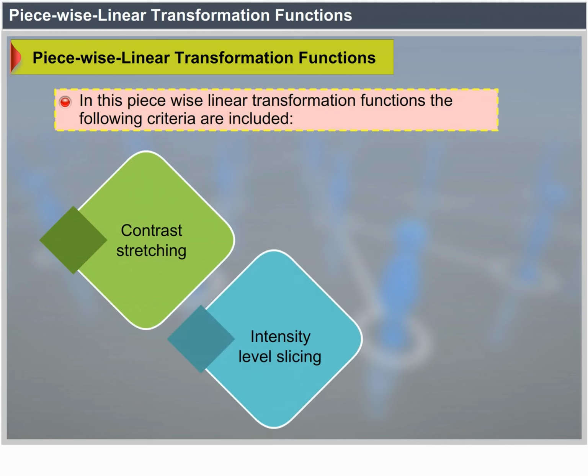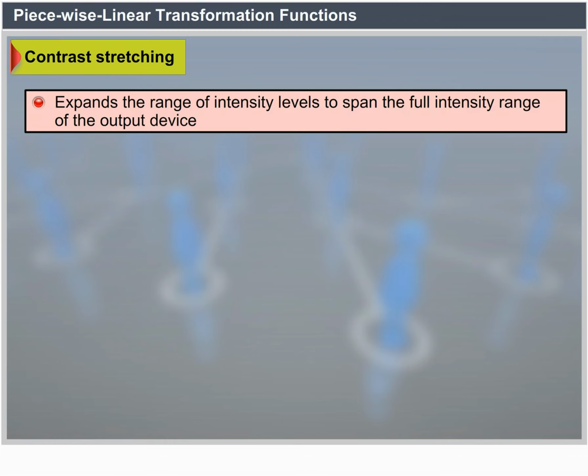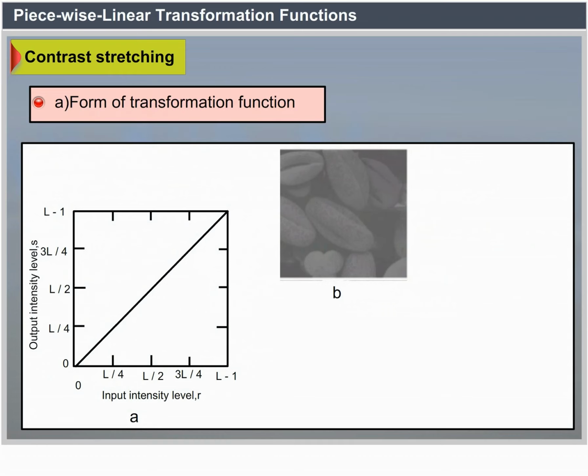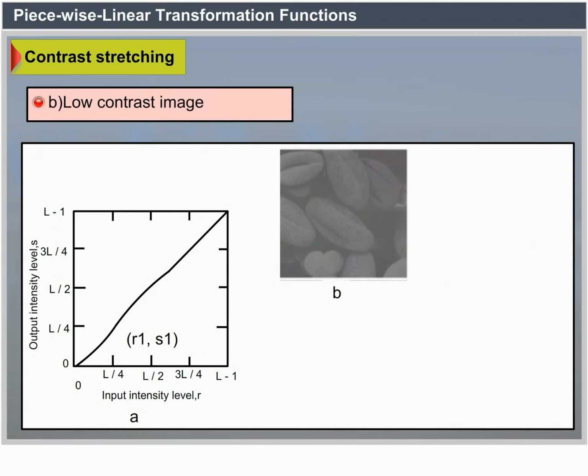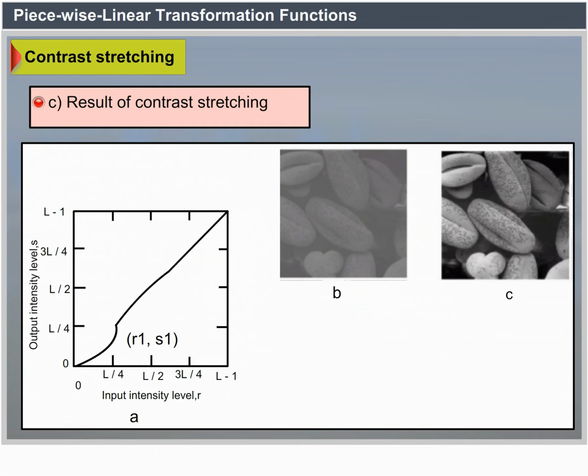Result of contrast stretching: R1 equals R2, S1 equals 0, S2 equals L minus 1, and this is a thresholding function, giving a binary image. Result of thresholding function: R1 equals S1 equals M, R2 equals R2, S2 equals L minus 1, where M represents the mean intensity level.